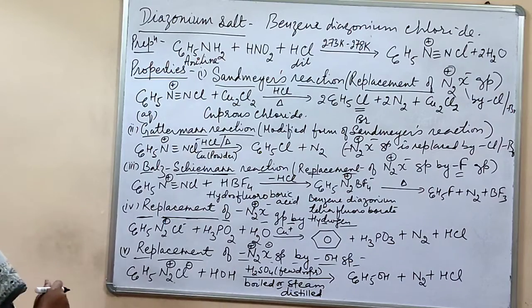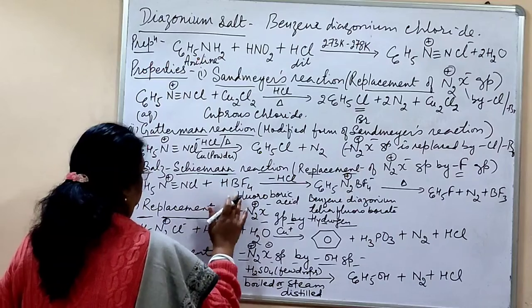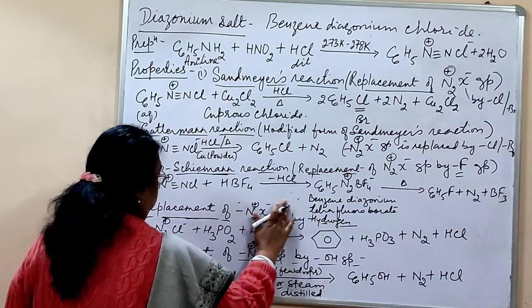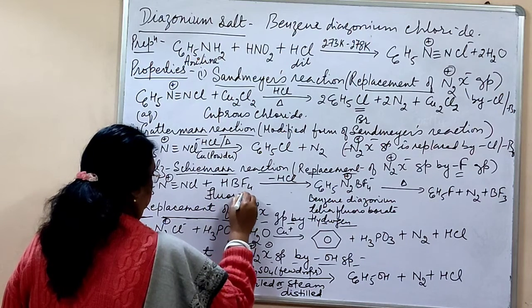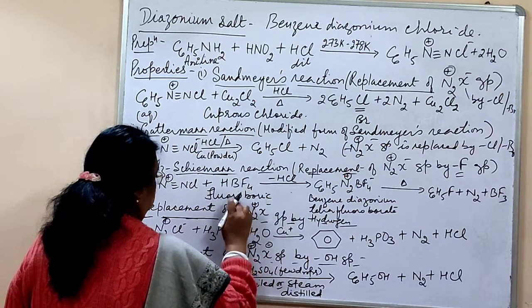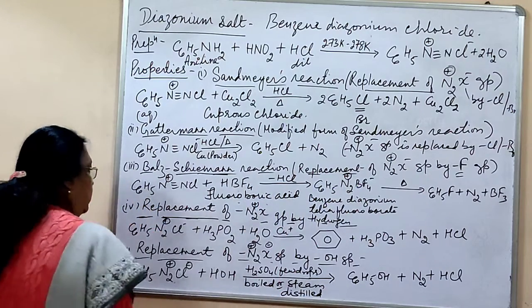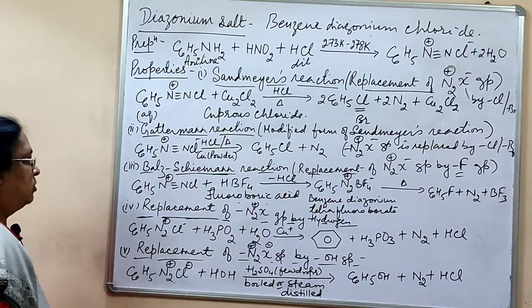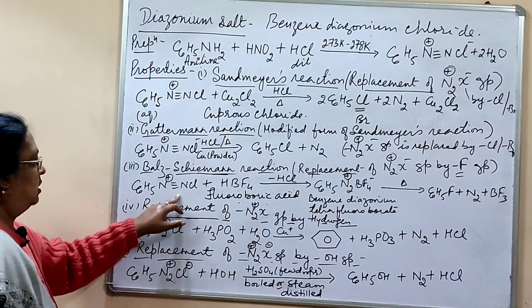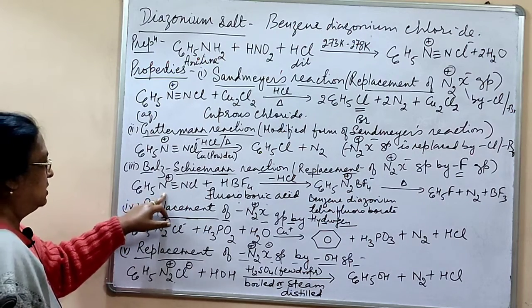Hydrofluoroboric acid, or simply called fluoroboric acid. You can also call it fluoroboric acid because acids have hydrogen in them. So hydro, if you don't write even, then also it is correct. So here the reaction is taking place. This part is remaining as it is.